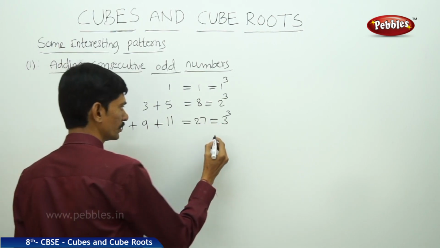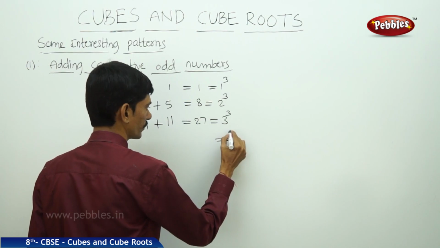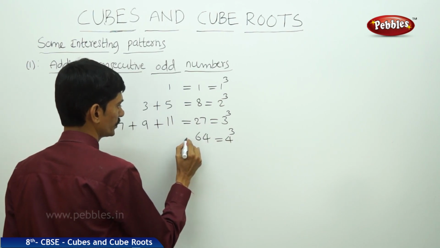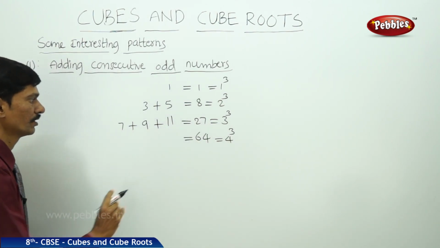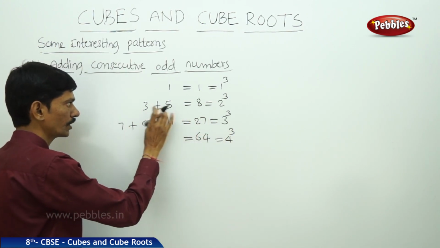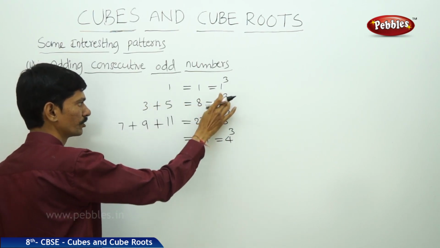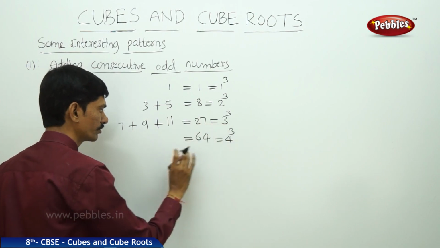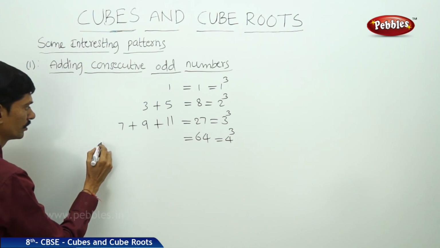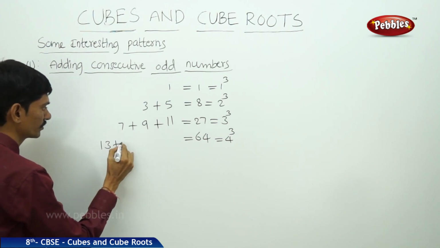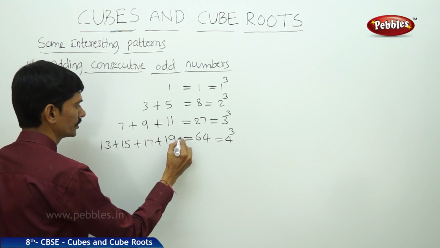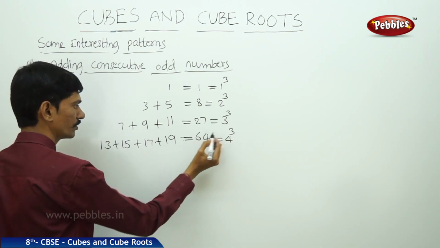Now how can you write 4 cube? See here, 4 cube equals 64. Then how can you write 64? If there are 3 odd numbers, then we can write 3 cube. If there are 2 odd numbers, the sum of 2 odd numbers can be written as 2 cube. And here it is 4 cube, so we should write the sum of 4 odd numbers. After 11 you can start immediately from 13. So you can write 13 plus 15 plus 17 plus 19. This equals 64, which equals 4 cube.